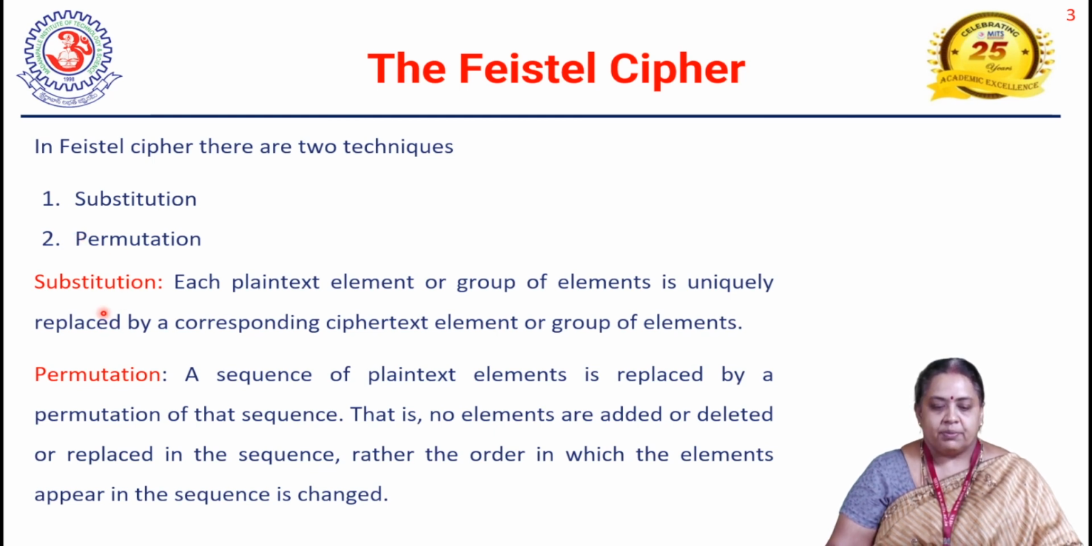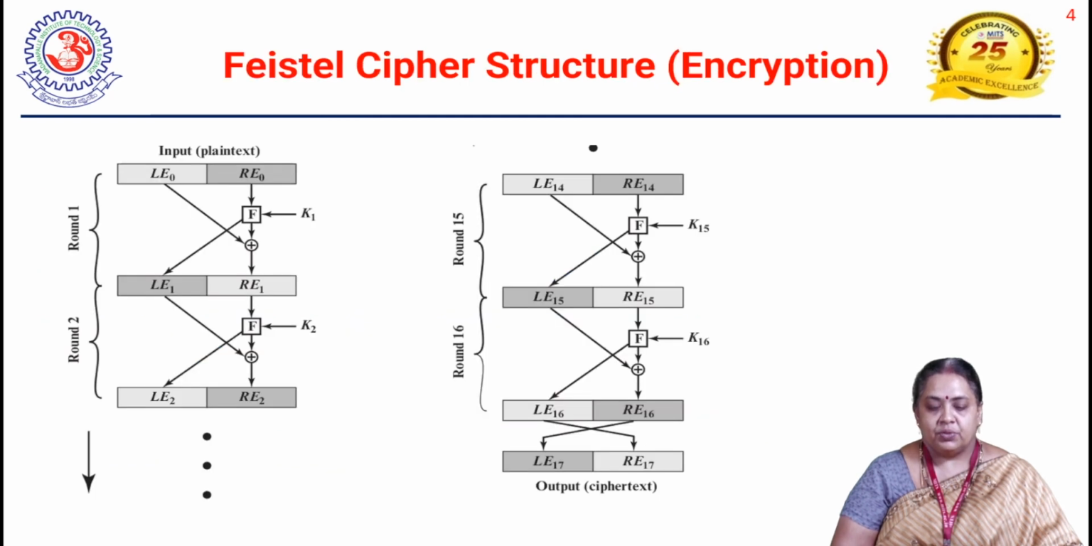In the substitution technique, each plaintext element will be replaced by another corresponding ciphertext element. That is the substitution process. Coming to permutation, that is nothing but transposition. That means we are going to change the position of the plaintext elements in the ciphertext. We are not going to replace them by any other element, we just change their positions. First we discuss the Feistel structure before going to the DES algorithm.